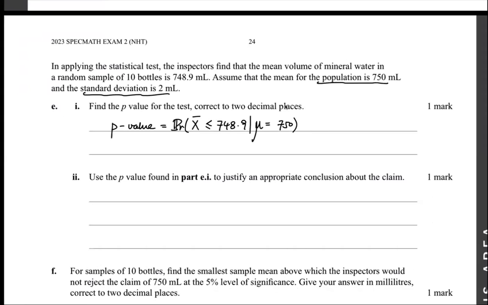Right, so we are looking at the norm CDF again, but this time it is very simple. So basically you will just get 0.040995, etc. And it's rounded to 0.04, corrected to 2 decimal places, okay?